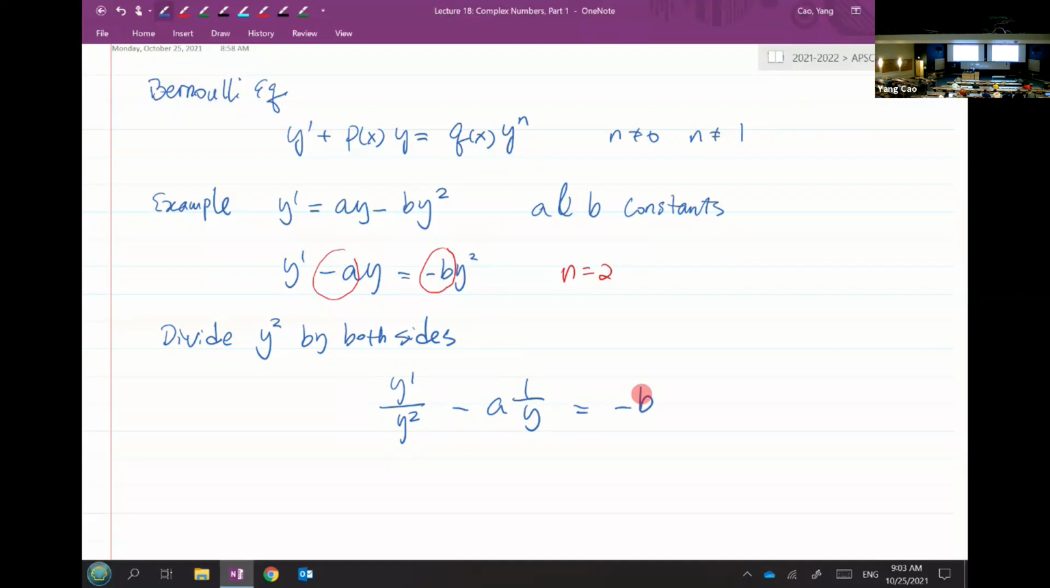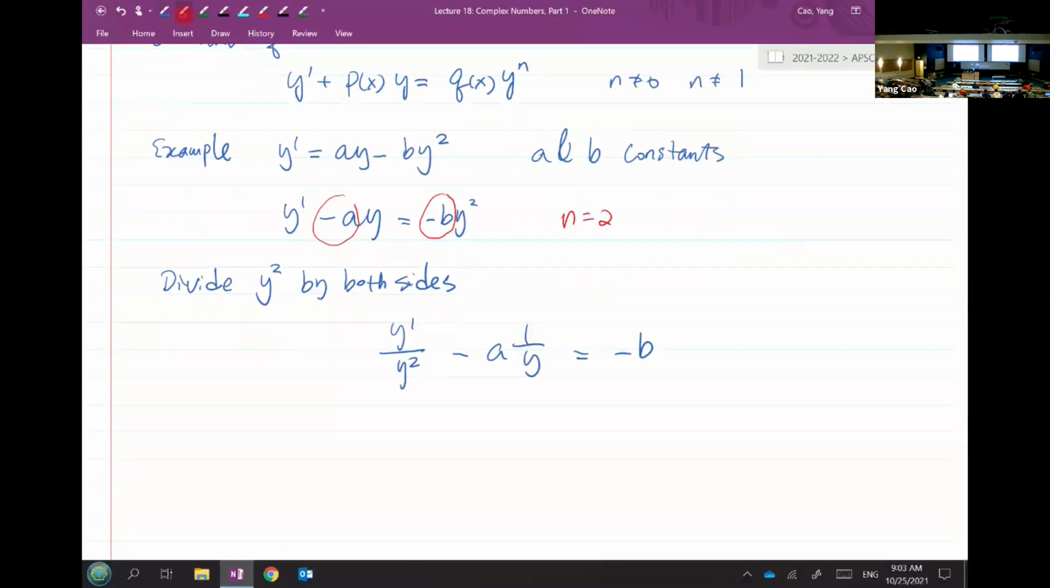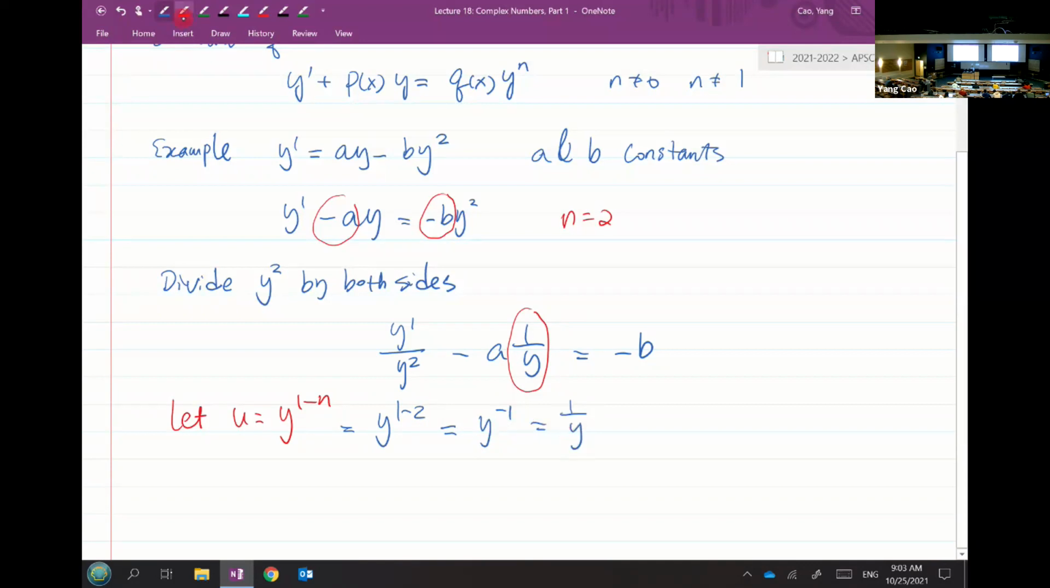Once you get this, you're going to let u equal y to the power of 1 minus n. In this case, our n is 2, so 1 minus 2, which is y to the power negative 1. Basically, it's this term right here. So this is your u term, and how the u term is derived is basically from here.